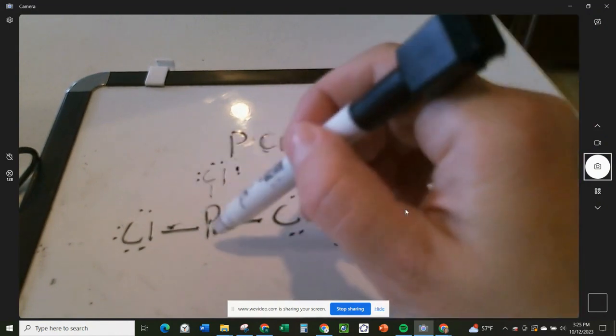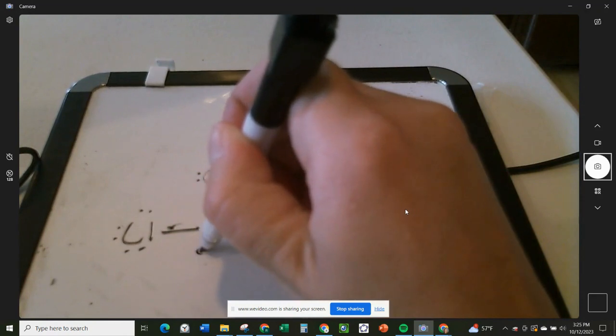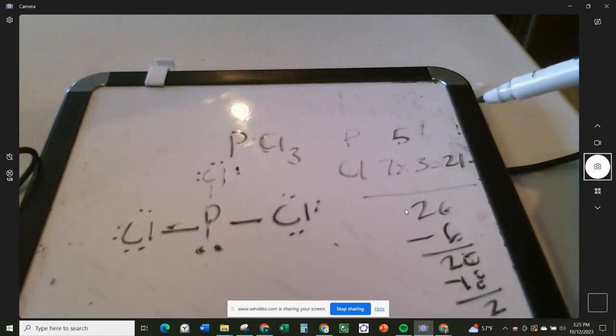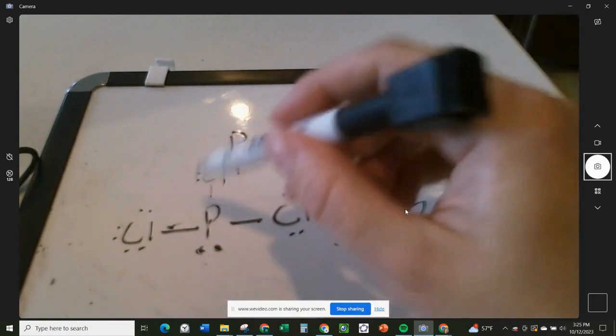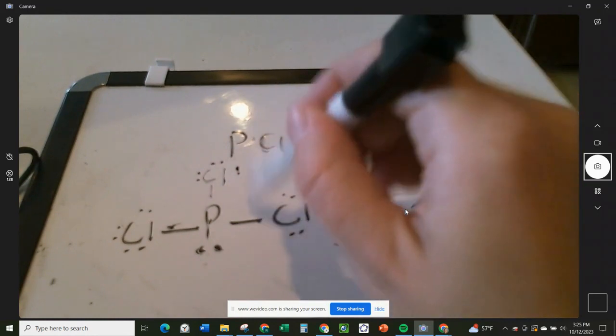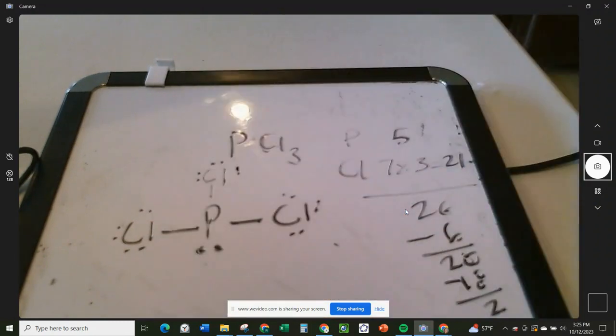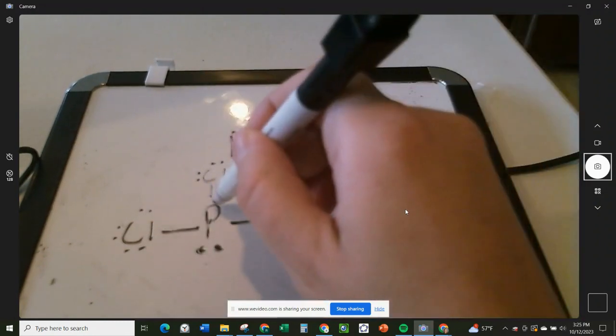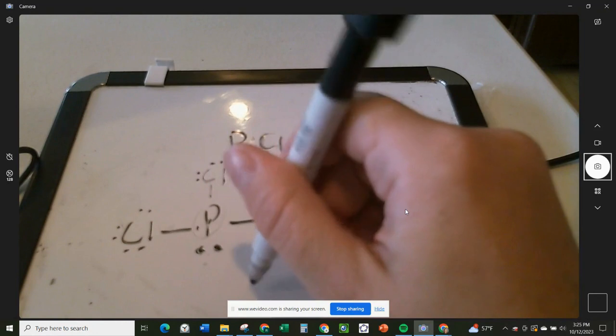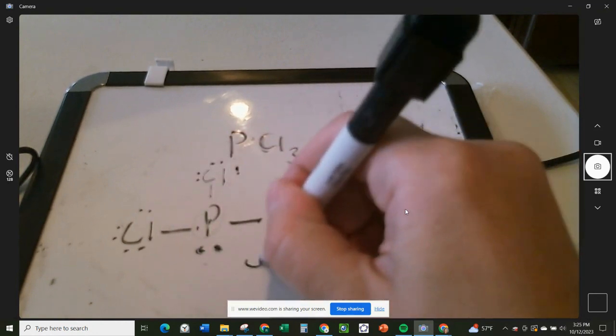Okay, so phosphorus needs to have 2 on to fill its octet. So chlorine has 2, 4, 6, 8. Phosphorus has 2, 4, 6, 8. The chlorines are all the same. Okay, so now we need to look at phosphorus and figure out how many electron groups we have. 1, 2, 3, 4 electron groups.